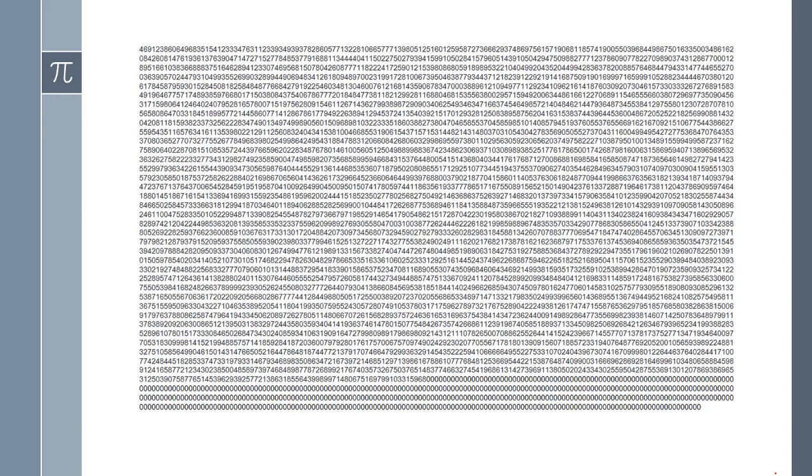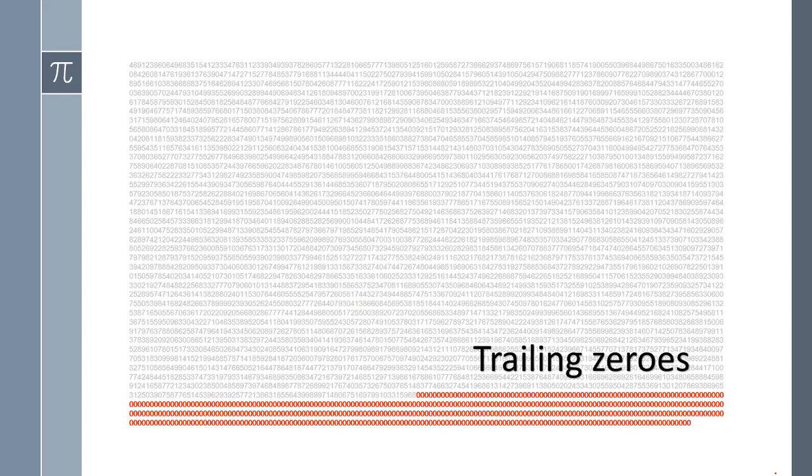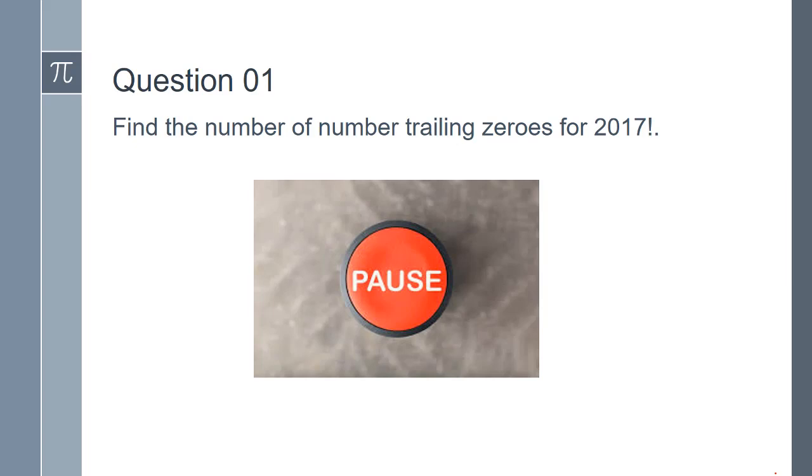With a computer you could calculate it, but it's very unlikely any student is going to be able to retrieve this answer. This actual number comes up to 5,792 digits. There is a huge chunk of trailing zeros attached to it, highlighted in red. So the question is how many of them are there. I am going to ask you to pause this video here to think through the problem before you view the solution.